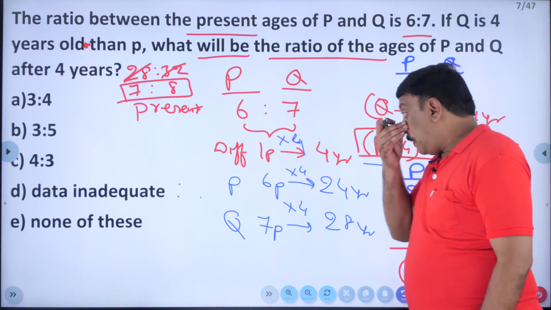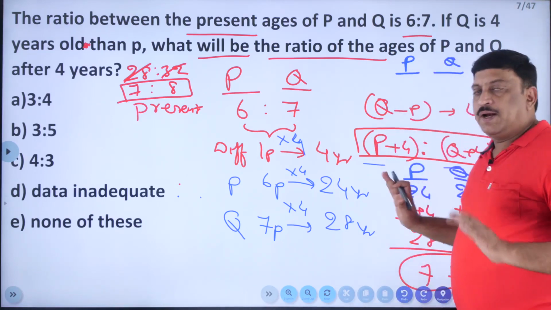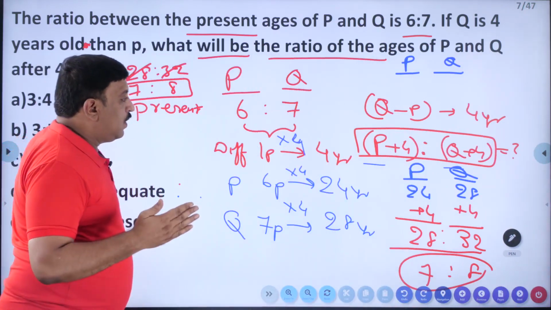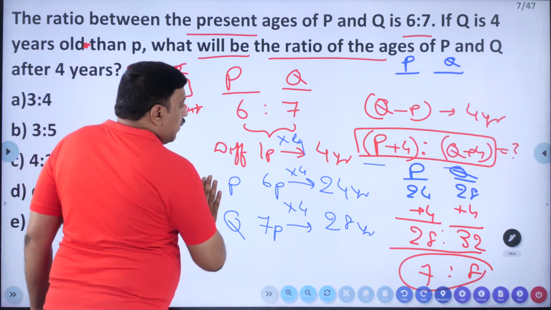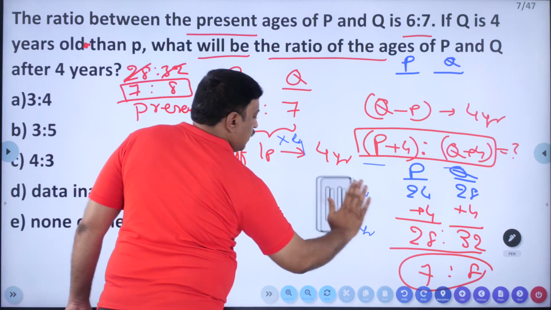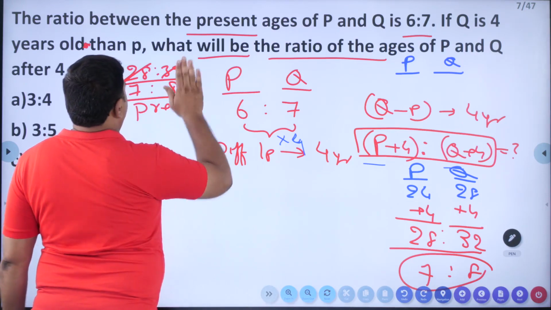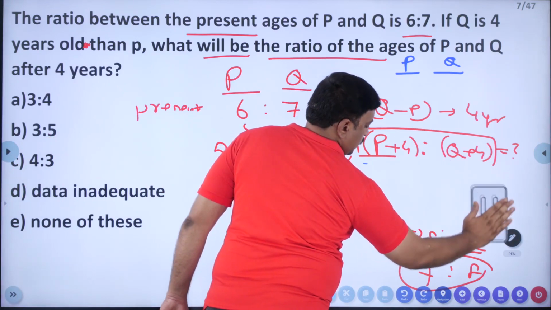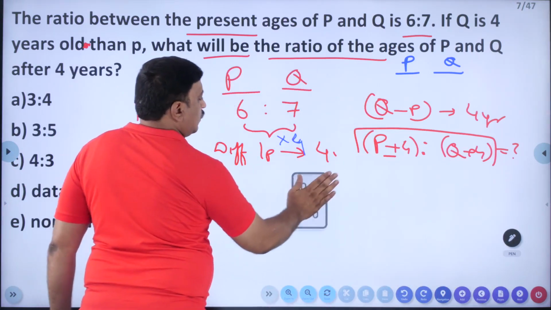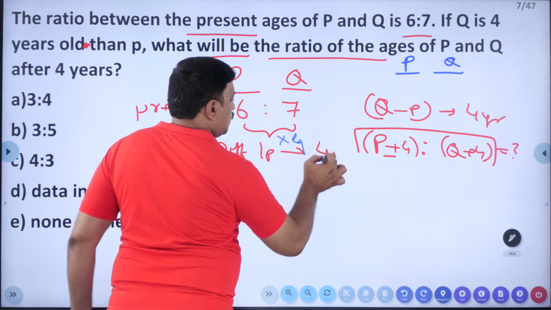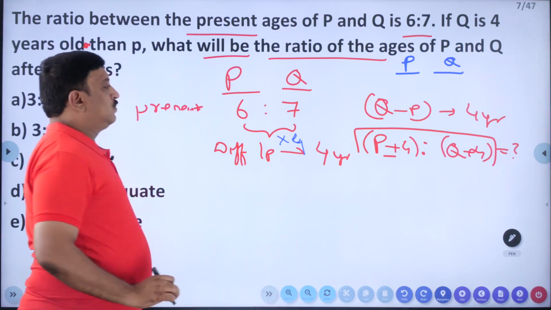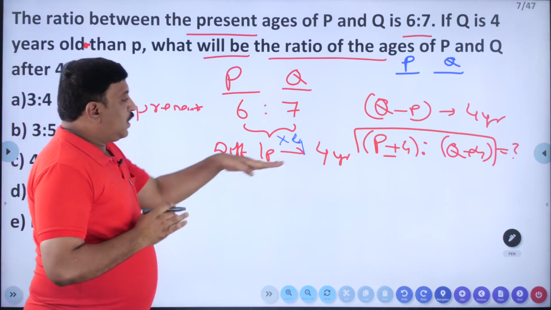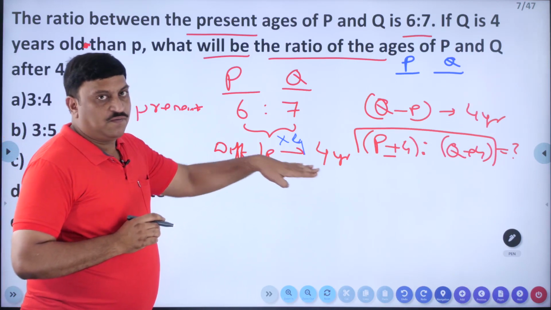Right. It is after 4 years, right? This much is done. Now I will make this one a little logical. This one, 4 years. You see now, here till here we know that one part is equivalent to 4 years.